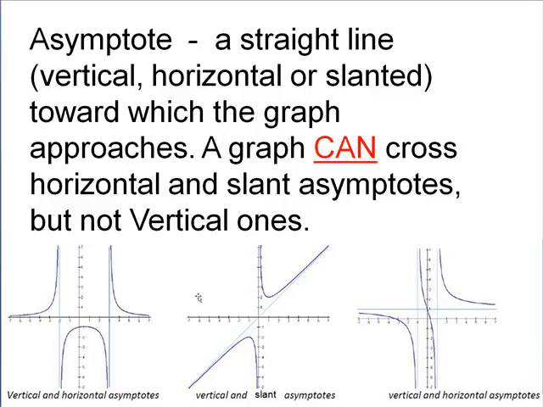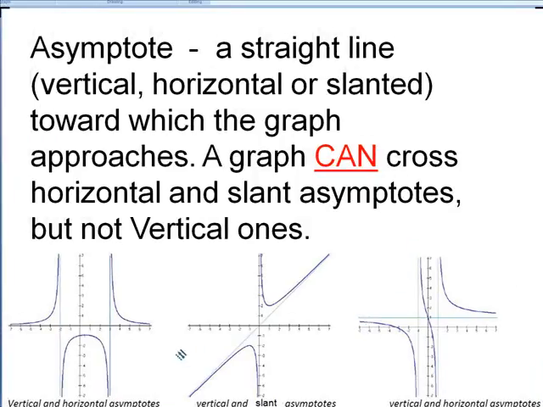Taking a look at some of these graphs down here, we have a vertical asymptote for this one over here, a vertical asymptote going down right here, and also another vertical asymptote going down right here, as you can see from the graph. Notice how the graph gets really close to the vertical asymptotes, but it never touches them. The graphs approach the vertical asymptotes, but they don't touch them. The graph can cross or touch horizontal and slant asymptotes, but not vertical ones. So keep that in mind.